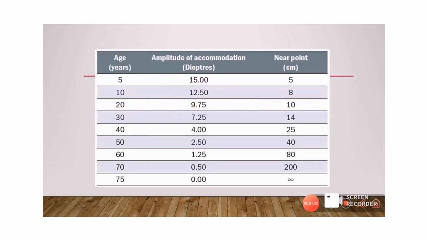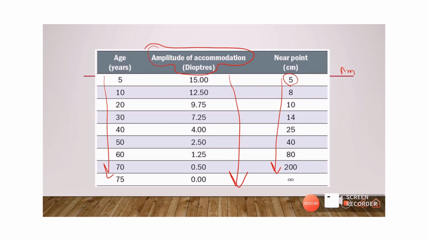So now in this table, it shows that as the patient's age is increasing, we can see that the near point is also increasing. At the age of 5, it is very close to the face at 5 centimeters. Why? Because the amplitude is also more, right? And look here at the amplitude of accommodation. Since the amplitude of accommodation is decreasing with age, the near point is increasing with age, right?